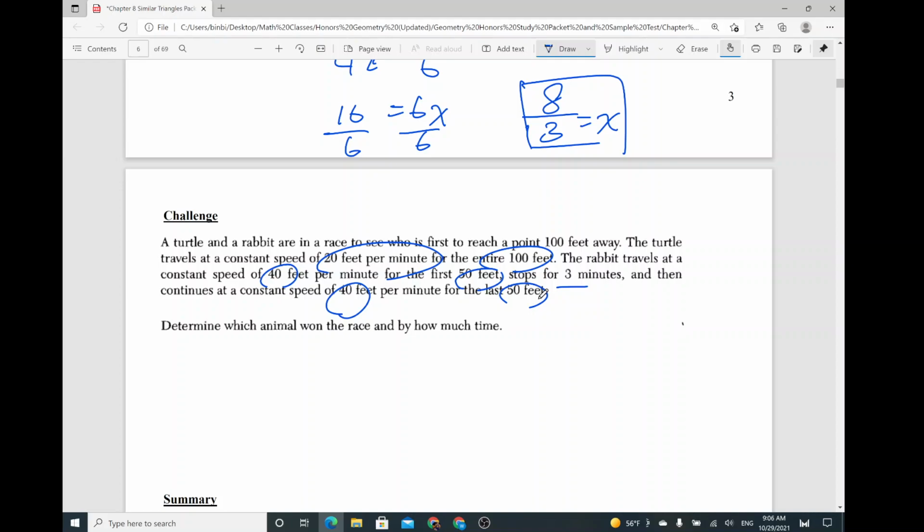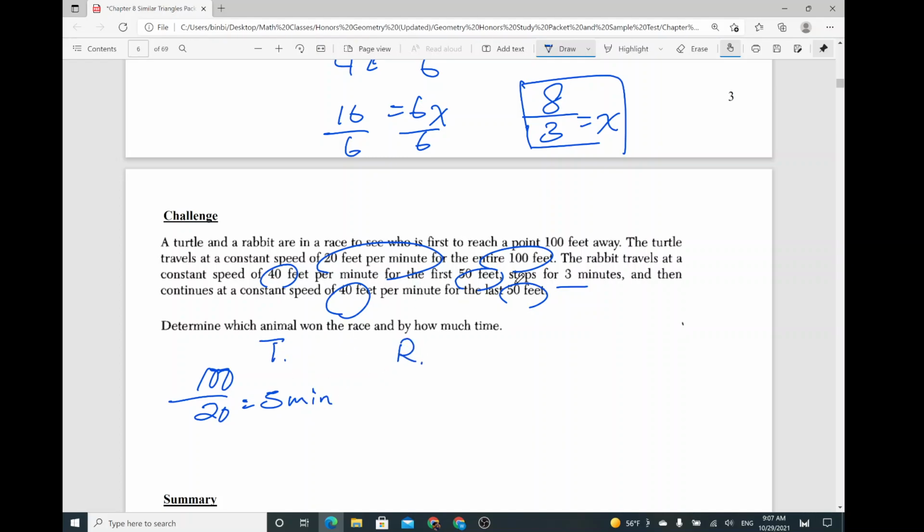We know that distance divided by the rate will be the time. So let's find the time that the turtle spent traveling. 100 divided by 20. So that takes 5 minutes. This one is for the turtle.